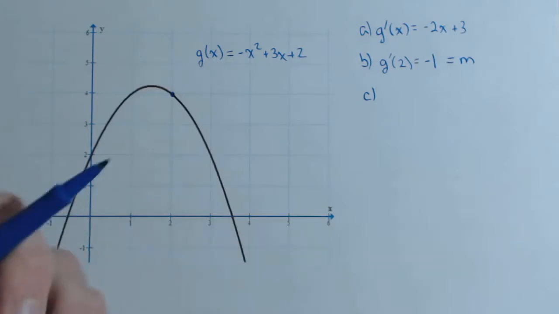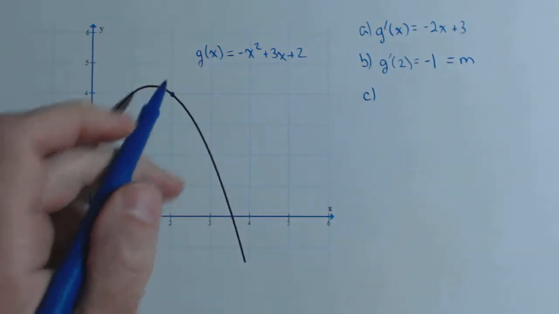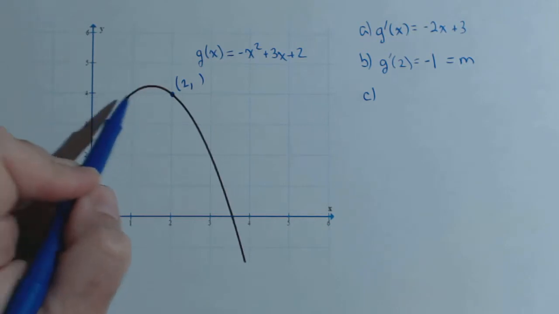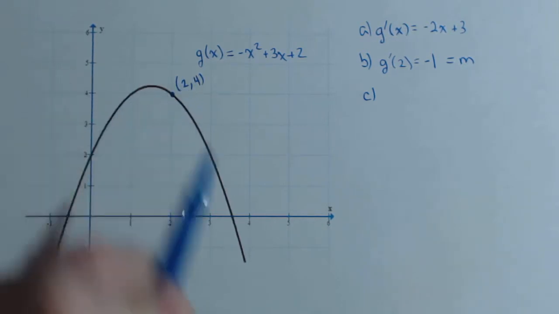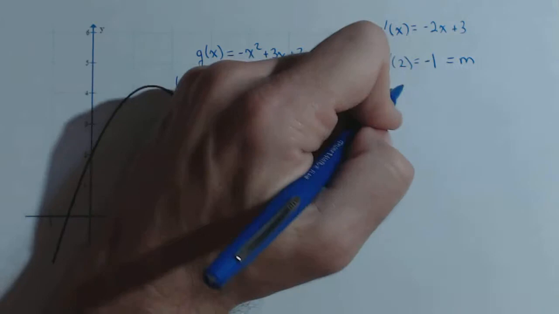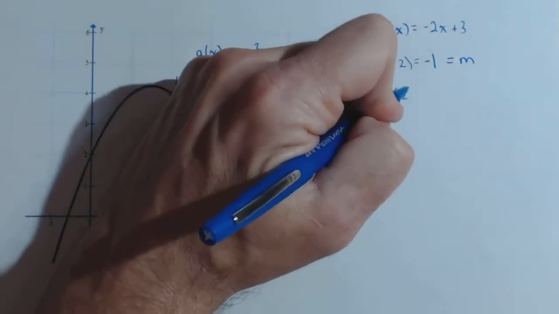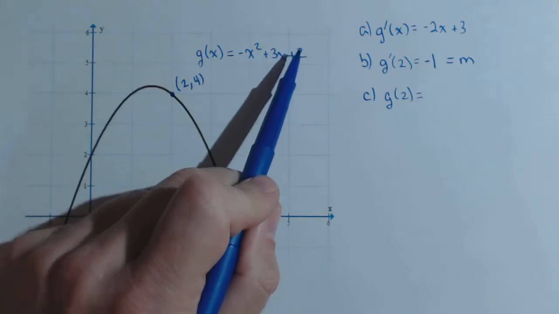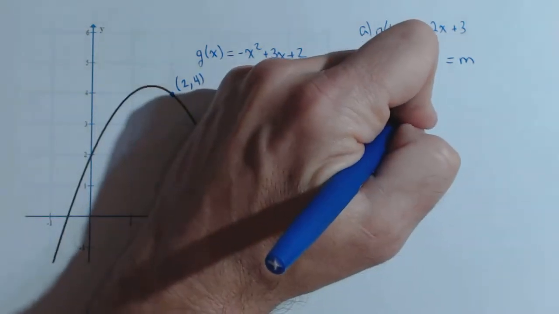Now, in order to compute a tangent line, we need to know what this point is. We know that the x value is 2. We need the y value. Well, we can kind of see it from the graph there. It's 4. But let's verify it by plugging it into our function. So calculating g of 2, you're going to have negative 4 plus 6 is 2, plus 2 is 4.